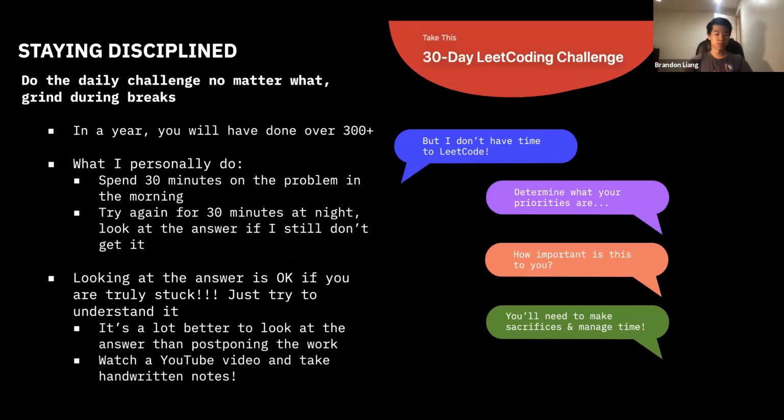Okay, so a huge problem I've seen with people and LeetCode is that it's hard to stay disciplined. Now, is anybody in this audience afflicted by this? They start LeetCoding at some time, but then they stop and just lose motivation. Has that happened to anybody before?